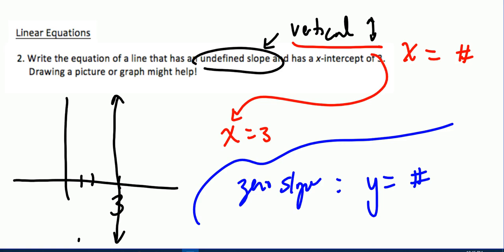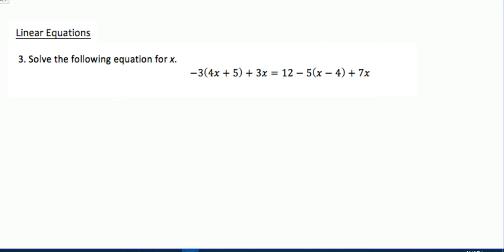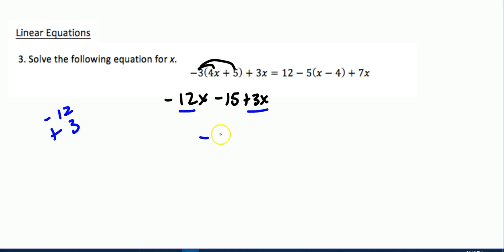Number 3. Okay, let's solve it. So I'm going to start with the left-hand side. I'm going to distribute this negative 3, so I get negative 3 times 4, which is negative 12x. I get negative 3 times 5, which is going to be a negative 15. The plus 3x isn't changing. I'm just going to clean up this side before I go to the other side. I can do a negative 12x and a 3x, which gives me negative 12 plus 3. That's a negative 9x. And then it's a minus 15.